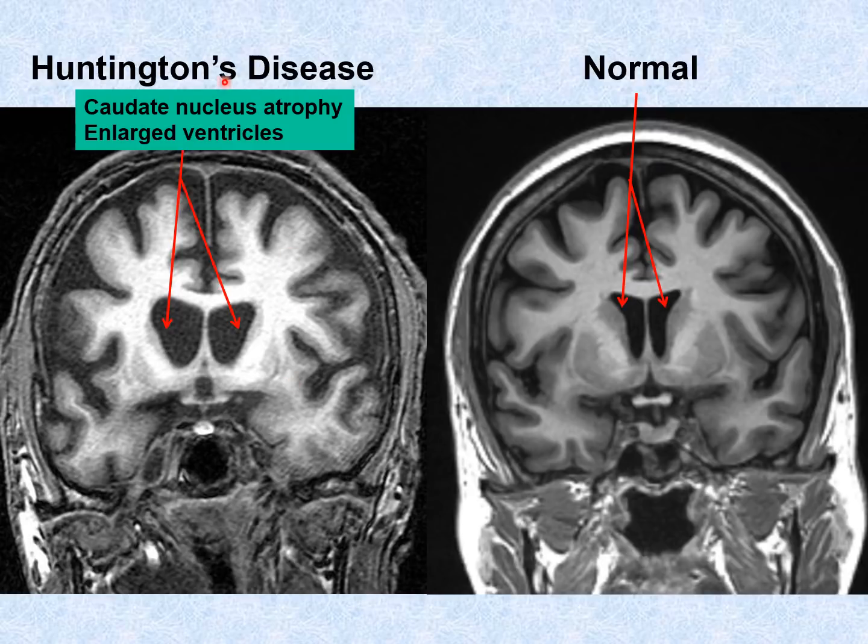Here we see a patient with Huntington's disease compared to a normal. In a normal, you see a prominent caudate nucleus and a moderately sized ventricle. In the patient with Huntington's disease, we see atrophy of the caudate nucleus on each side. As a result, the ventricles are enlarged simply by the loss of tissue nearby.